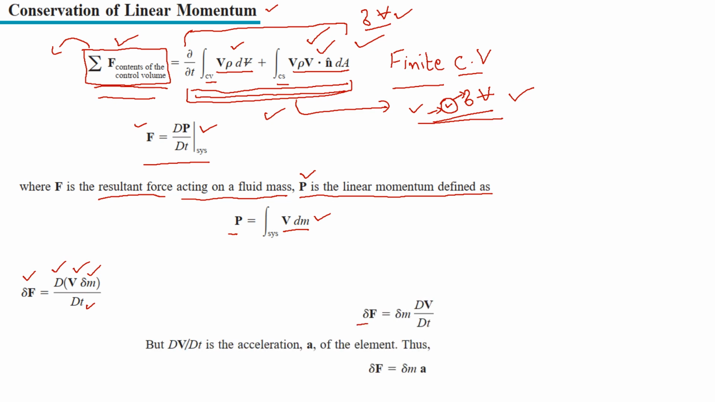So this delta F will be equal to delta m dv by dt, and this total change in velocity with respect to time will give us the acceleration of our element. So this equation becomes delta F is equal to delta m a. Now this is our equation of motion for a single fluid particle, and now we will write this equation of motion when we take our body forces and our surface forces.